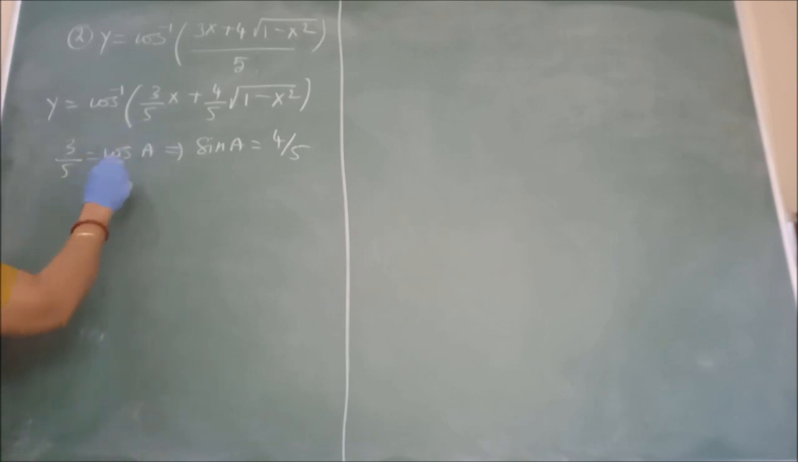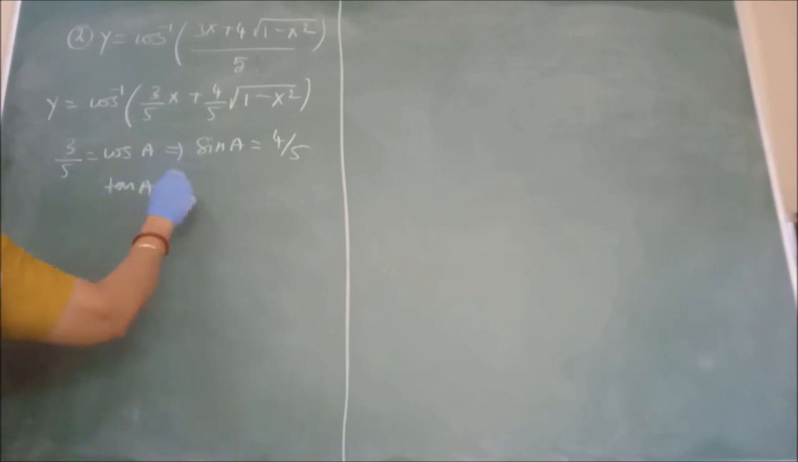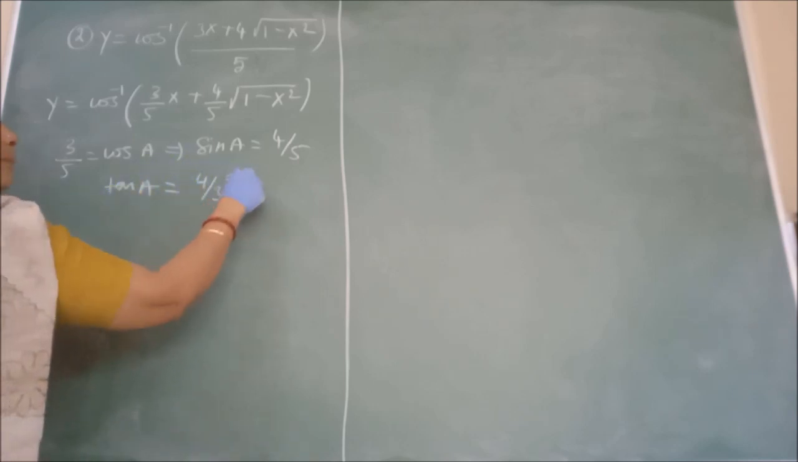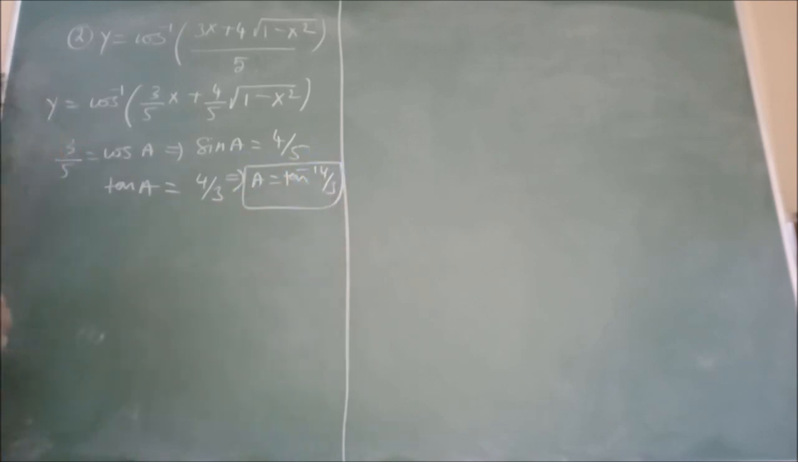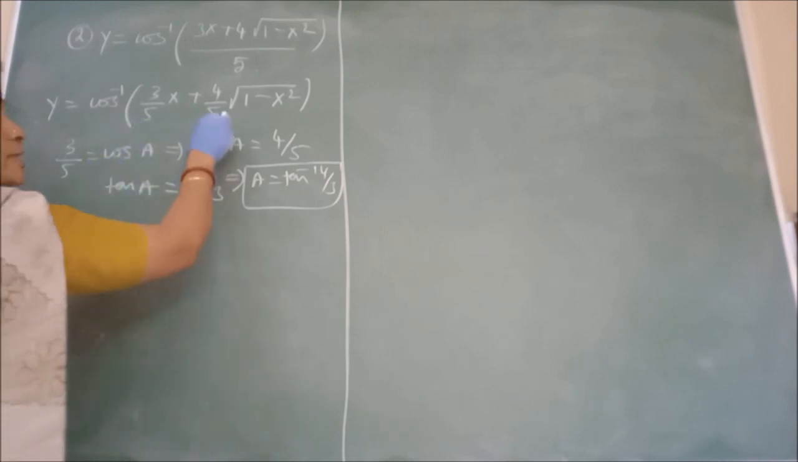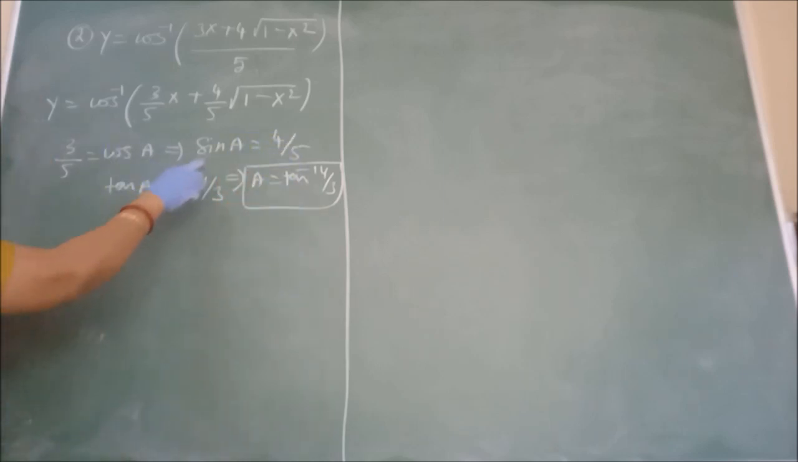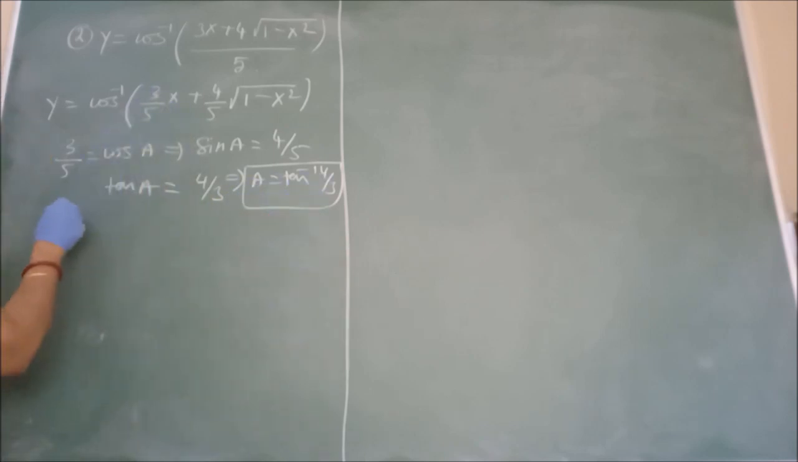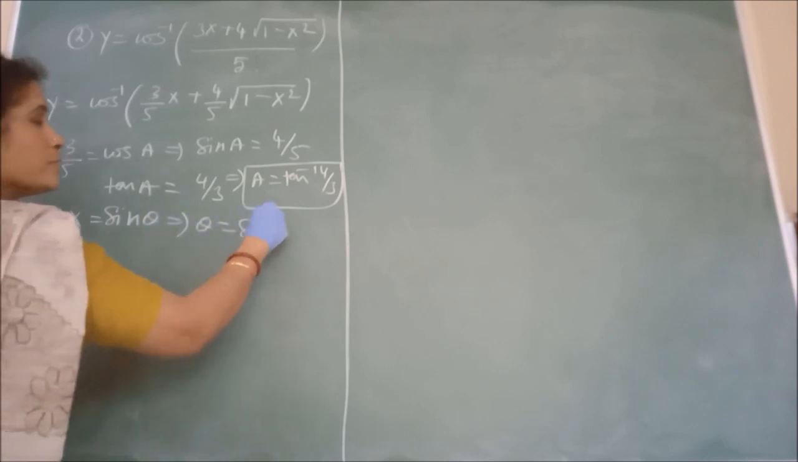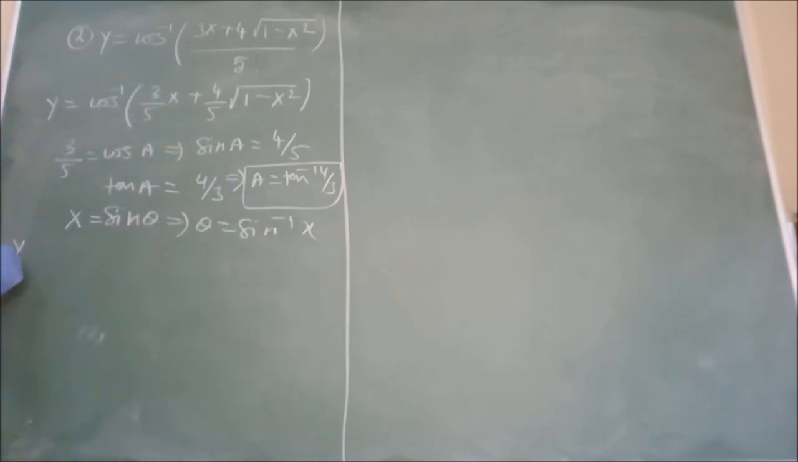Now this implies, what I am doing here, tan A value I am finding, why I am finding, I will tell you later on. Tan A equal to, we will get, 4 by 3, implies A equal to tan inverse 4 by 3. Try to understand what substitution I am giving and how I am giving it. 3 by 5 if I take cos A, naturally sin A value is 4 by 5. We need common A, that's why I am finding tan A equal to 4 by 3, implies A equal to. And x is equal to, I am giving substitution, sin theta, implies theta equal to sin inverse x.